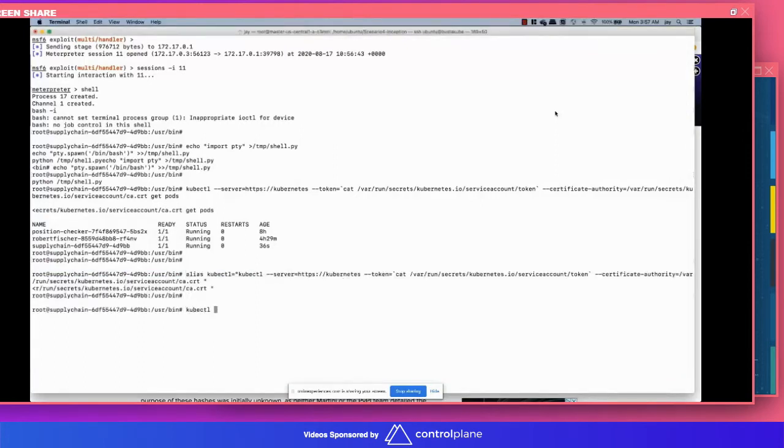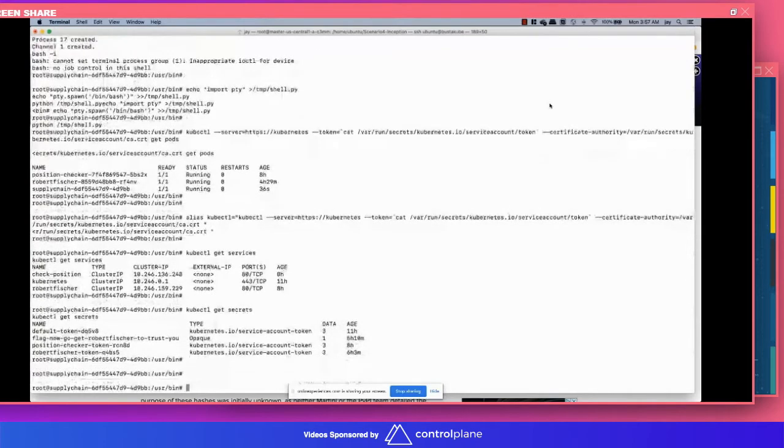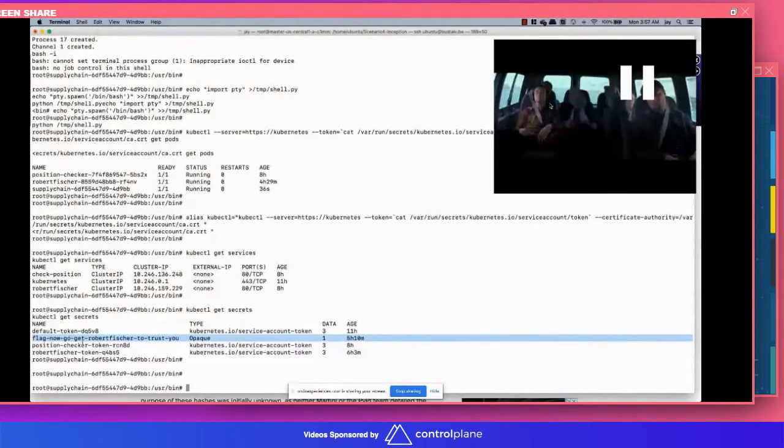So the very first thing I do is make things easy on myself by taking those command line flags I needed for kubectl and making them into an alias. So now I'll say, let's get services. And okay, I see some services: CheckPosition, Venerable Kubernetes, and then Robert Fisher. And let's get a list of secrets. And I see, oh, there's a flag. I'm not actually going to be able to read the value of the flag, but I don't need to. This flag says, okay, here's your flag. Now go get Robert Fisher to trust you.